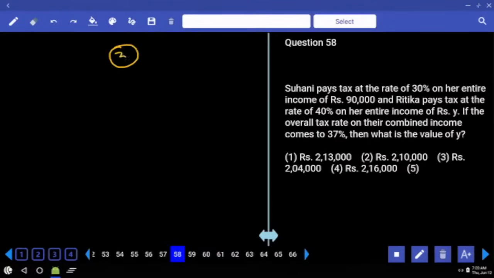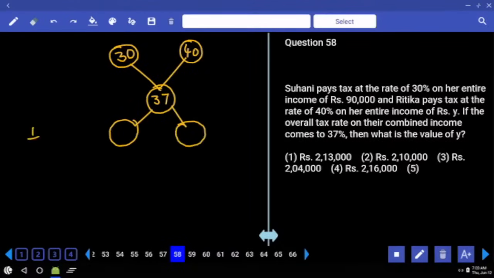First case, how much percent is she paying? 30. Second one, 40. Overall 37. If you apply alligation, you will get the ratio of the first case principal to the second case principal. 40 minus 37 is 3, 37 minus 30 is 7. So we already know the value of 3 parts. What is the principal in the first case? 90,000. If 3 parts is 90,000, 1 part is 30,000. 7 parts, 7 into 30, is 2,10,000.